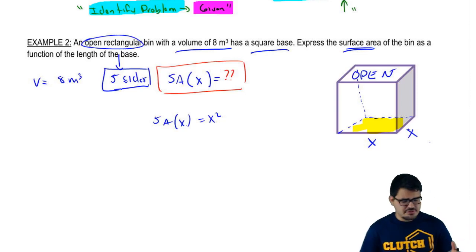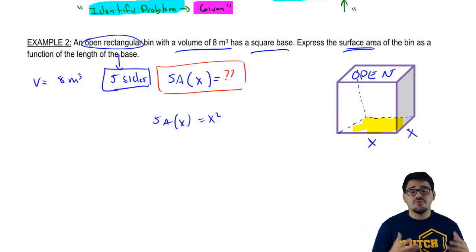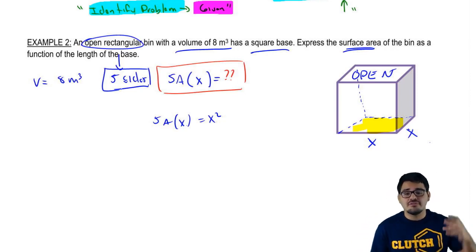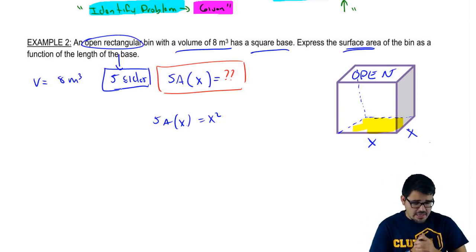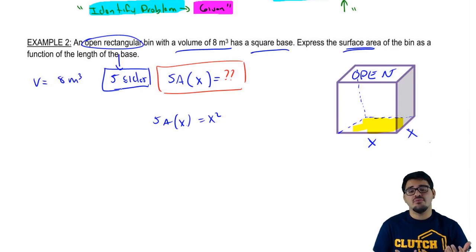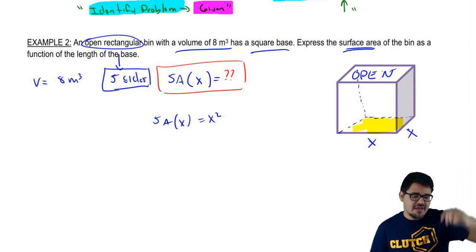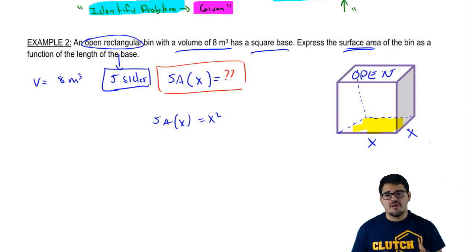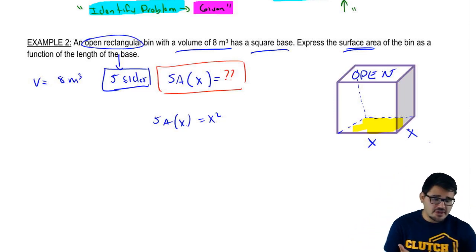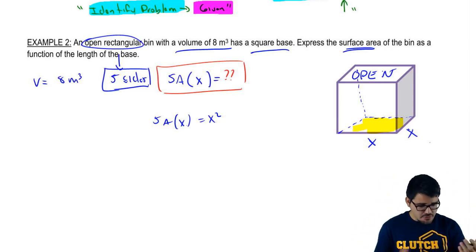And then we ask ourselves, usually if we would have a square base, we would also have a square top because that just goes up, right? So in this case, since we have an open rectangular box, we don't count the top. If not, we would just put a nice little 2 in front of the x squared to count the bottom and to count the top. But in this case, we're just going to have an open top, so it's just going to count the bottom. Then we're going to go ahead and talk about the rest of the sides.